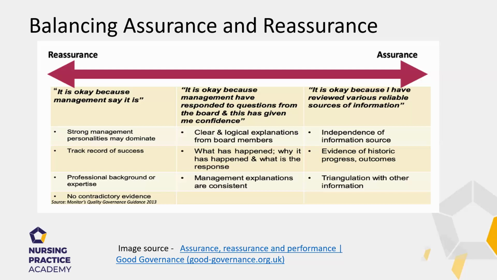The evidence of historic progress and outcomes is really good. And if you can triangulate it with the other information that I mentioned, like your infection rates, what your audits are telling you, what observational visits are telling you, then you're getting really strong assurance there. And the further you can be towards assurance, the better.